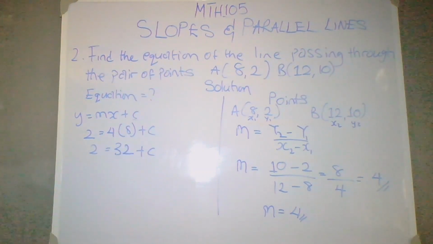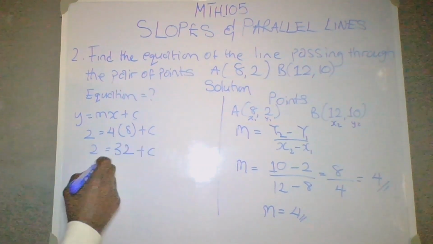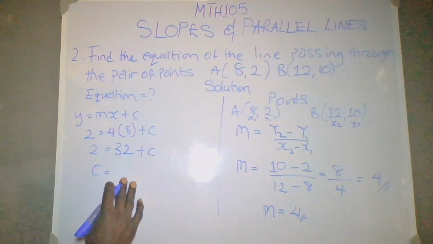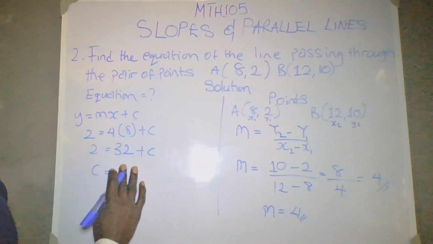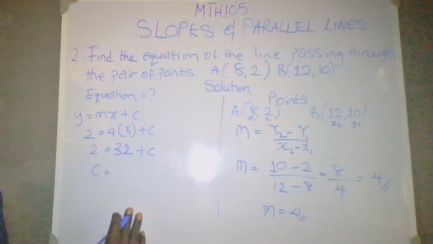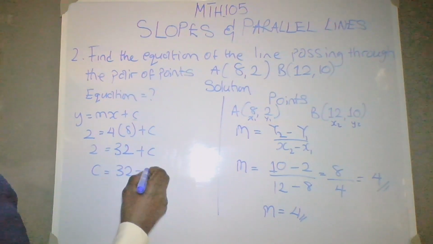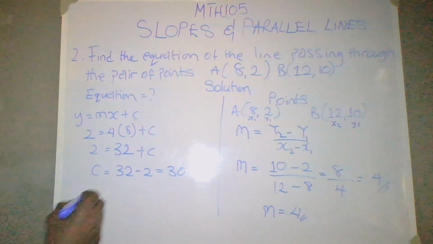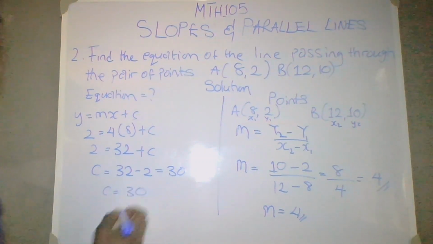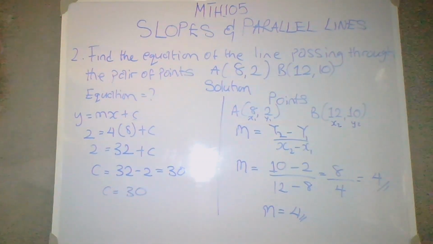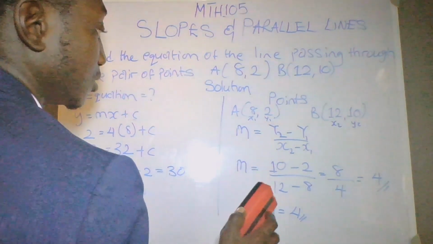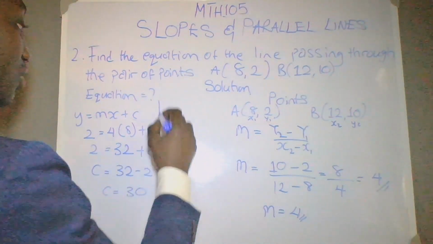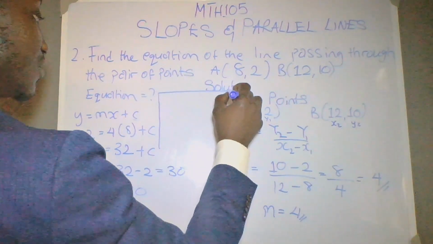So 2 equals 32 plus c. So we make c the subject. So we have 2 minus 32, which equals negative 30. So we have our c equals negative 30. So let me just solve it here so I don't erase everything.